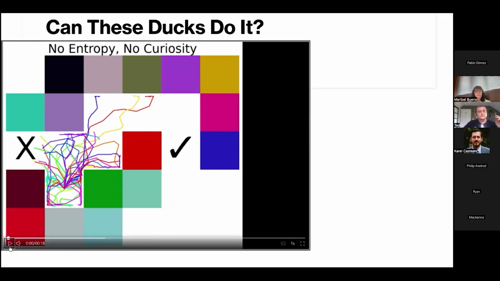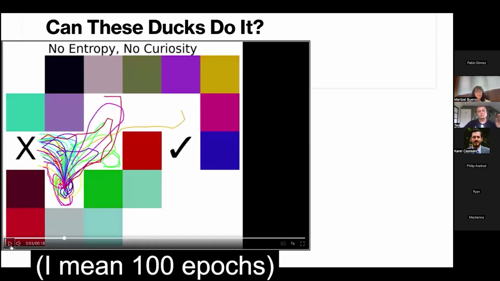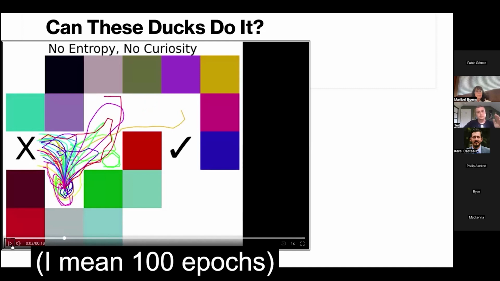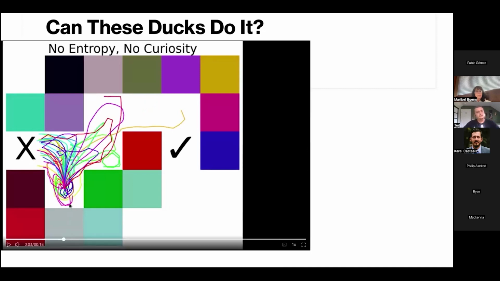But if we go after 1 minute of training, they have 1,000 epochs worth of training. A lot of these agents have found the lesser exit, the bad exit. Some of them are just sort of spinning around because they're not sure what to do with their lives.